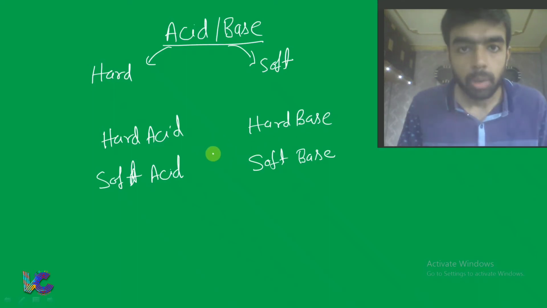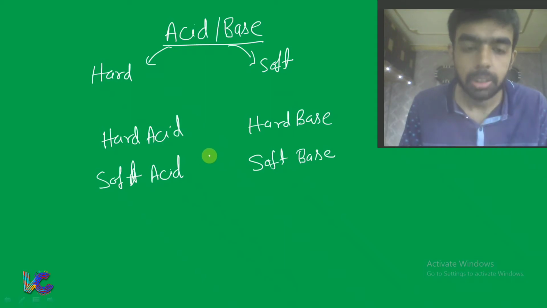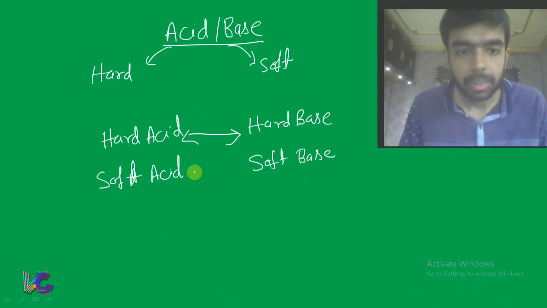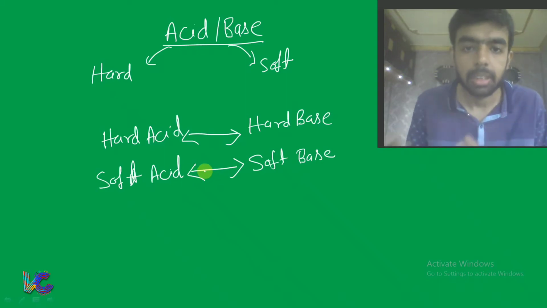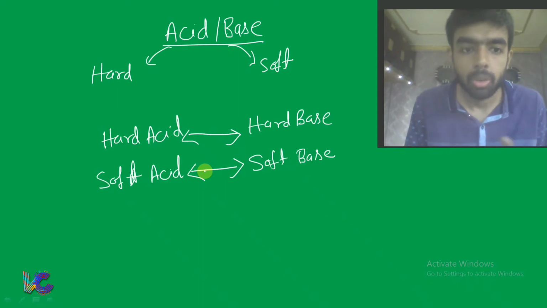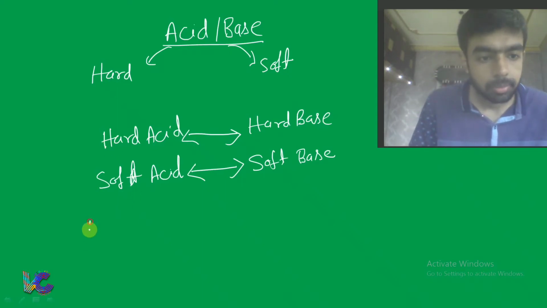Now, what this HSAB principle, that is hard soft acid base principle, is saying is that hard acids prefer to combine with hard bases and soft acids prefer to combine with soft bases, or vice versa. That means hard bases prefer to combine with hard acids and soft bases prefer to combine with soft acids. So this is what the HSAB principle is all about.